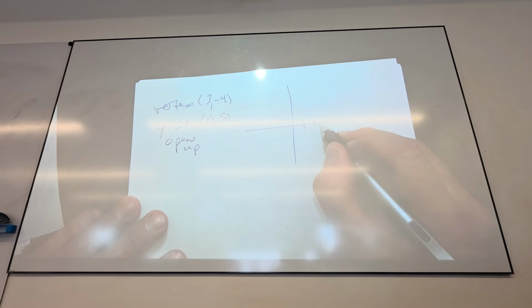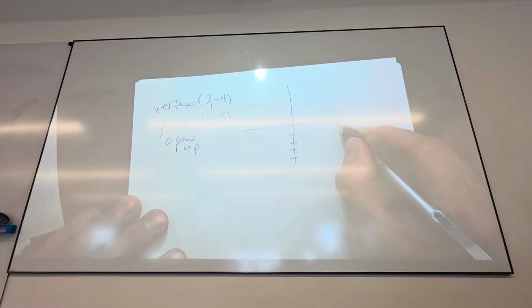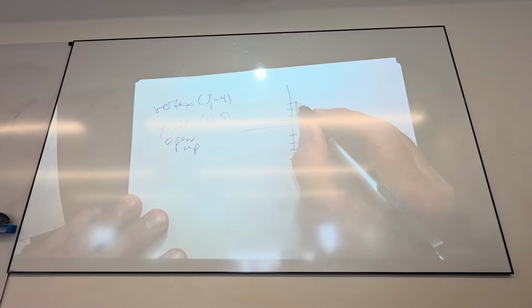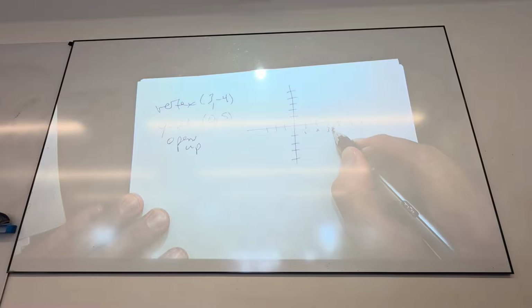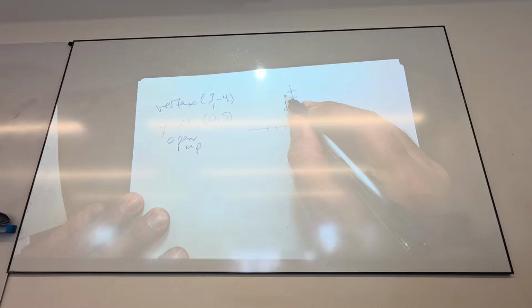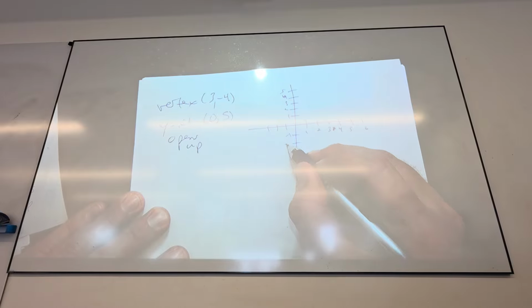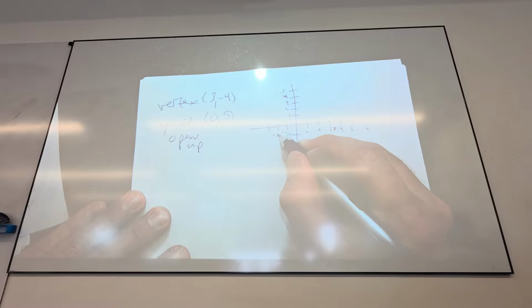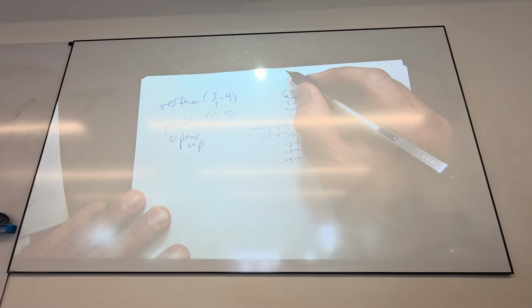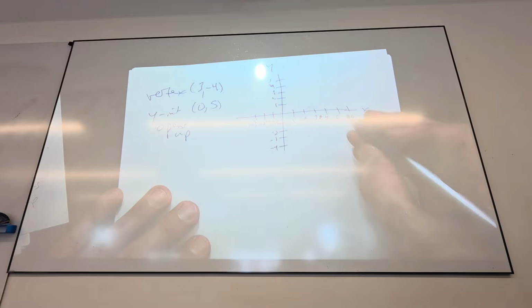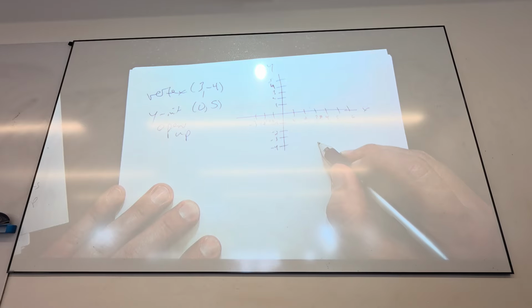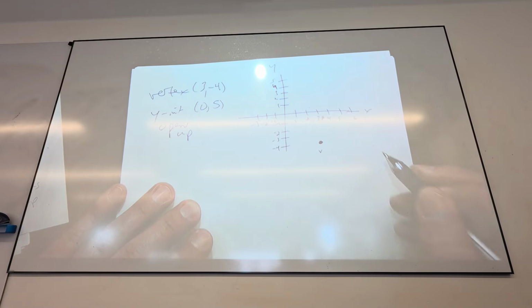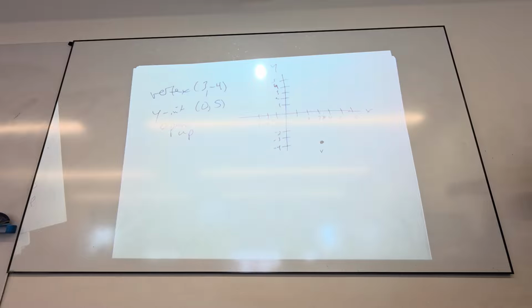So the vertex is 3, -4. Okay, 1, 2, 3. 1, 2, 3, 4, 5. Nobody will be seated during the amazing labeling of the x's. Okay. X, Y. Good. So then I've got 3, -4. That's my vertex. In fact, I'm going to put a little V next to it just to remind myself. And then we also have the point 0, 5.